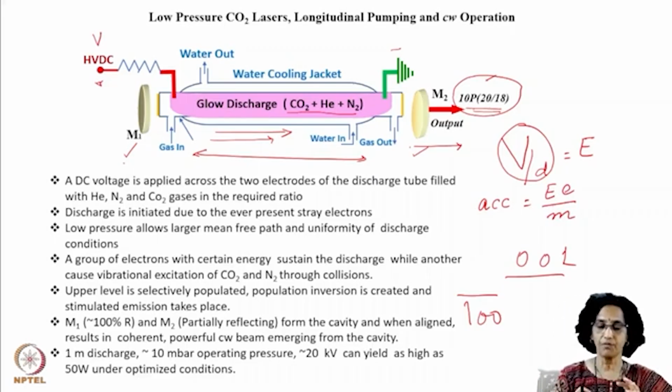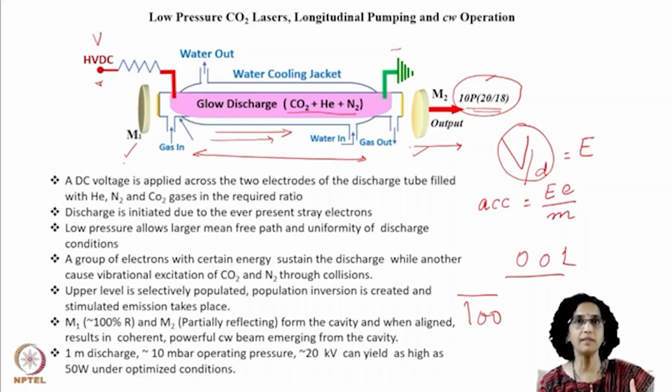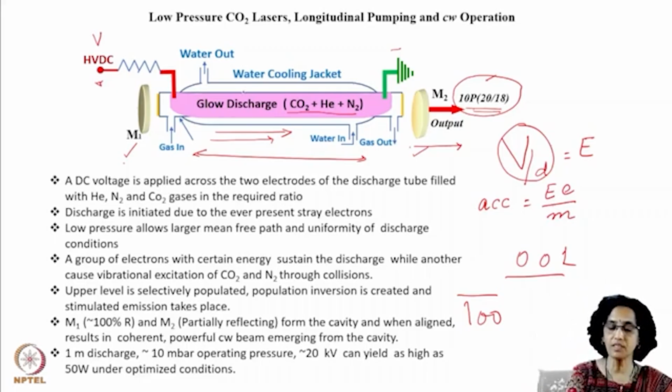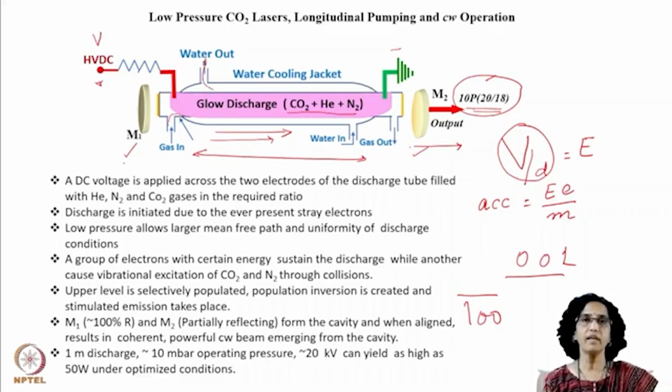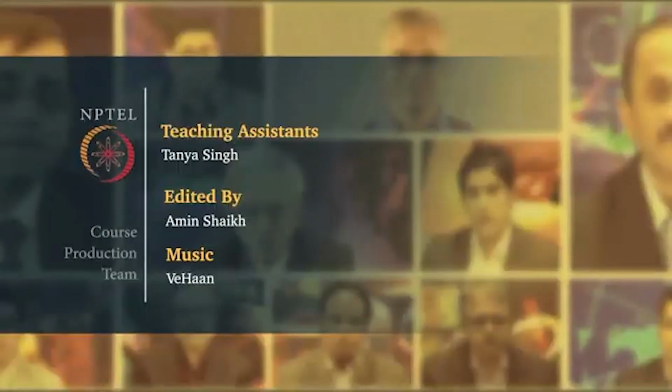CO2 laser being very efficient, for a 1 meter discharge, one can get as high as 50 watts under optimized conditions. Now, a lot of energy also goes as heat. We have seen that helium is required to depopulate the lower laser level and conduct away that energy as heat, which is deposited on the walls of the discharge tube and conducted away by flowing water, which flows through the discharge tube and takes away that excess heat. So today we have studied the lasing in a CO2 molecule, the CO2 laser, the involvement of rotational energy levels, and low pressure operation of a CO2 laser.